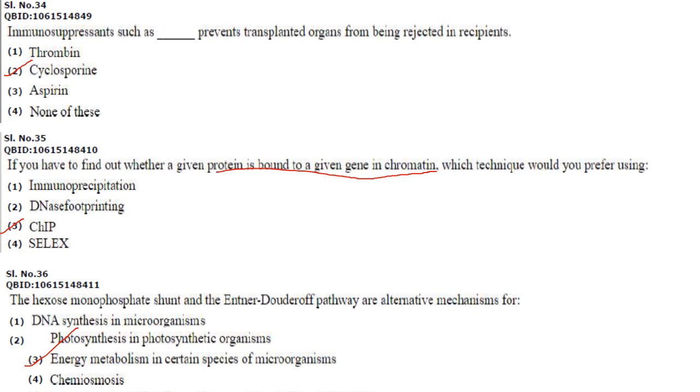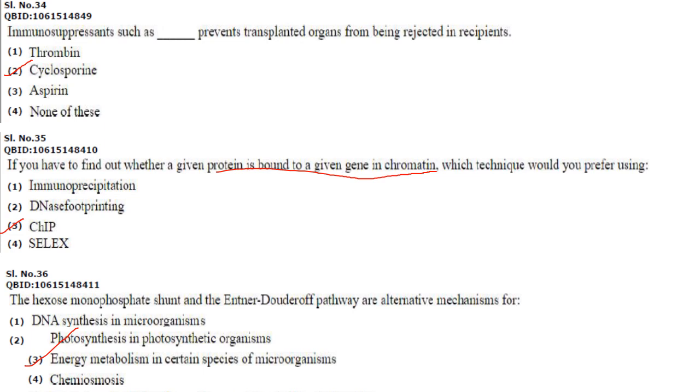Next one. If you have to find out whether a given protein is bound to a given gene in chromatin, which technique would you prefer using? So they have asked for a protein which will bind to DNA. So here they have asked for protein is bound to a given gene in chromatin. So the answer here will be ChIP, that is chromatin immunoprecipitation.